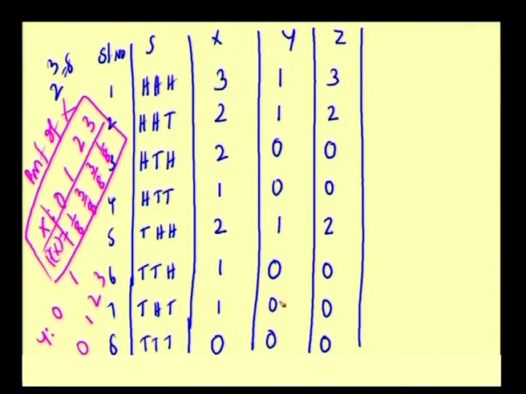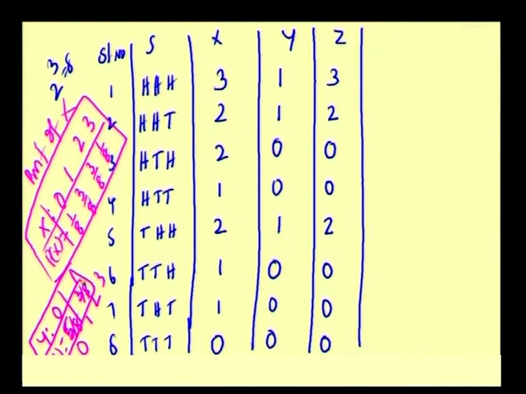Now, how to find out the probability function for y? How many zeros are there? 1, 2, 3, 4, 5 zeros are there out of 8. So, the corresponding P of y is 5 by 8. And how many ones are there? 3 by 8. This is the probability function for y.